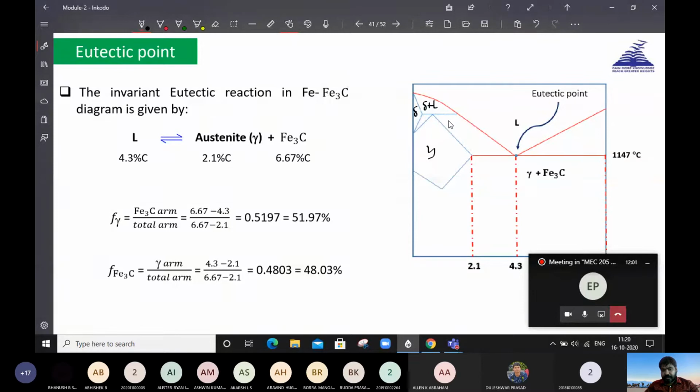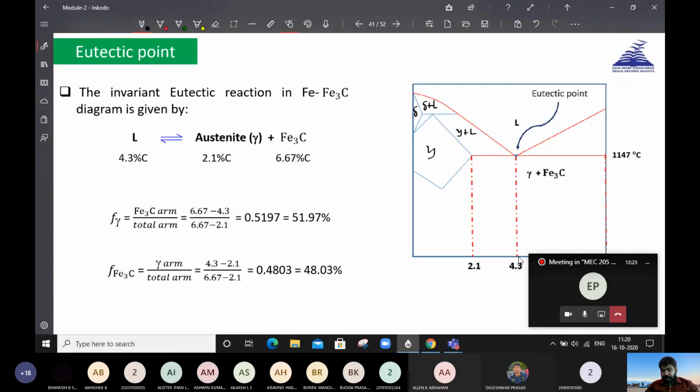What will be this phase? Any one of you? Gamma plus liquid, sir. Gamma plus liquid, correct. So here we will have gamma plus liquid. Okay, and we are supposed to find out the eutectic point. So this is our eutectic point.